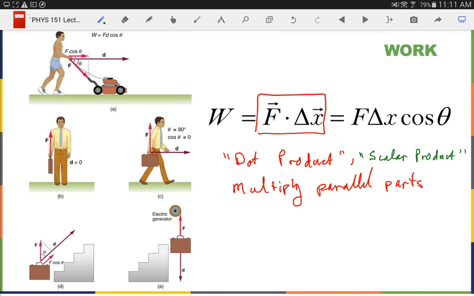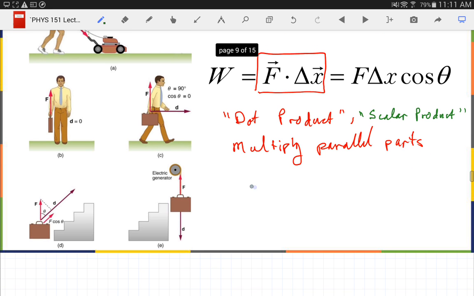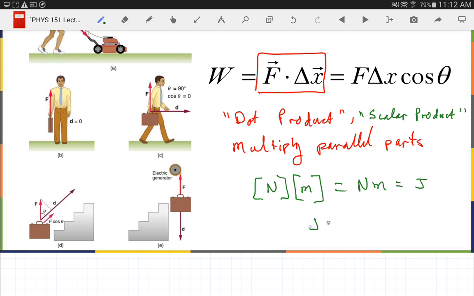Now, before I do any calculation, let's just look at the units. What are the units of force? Okay, so we have units of force, which are newtons. And then what are the units of distance? Meters. And so that gives me units of Newton meters. So the unit of work is a Newton meter. And because this is so common in physics, we give it its own name, the joule. A J is equal to a joule.